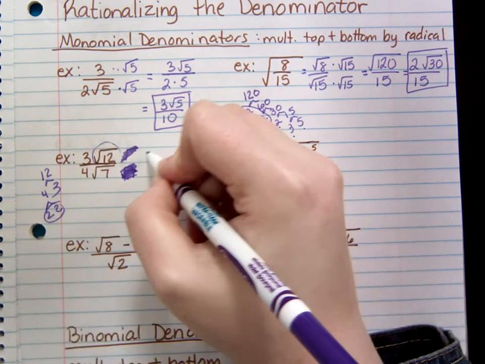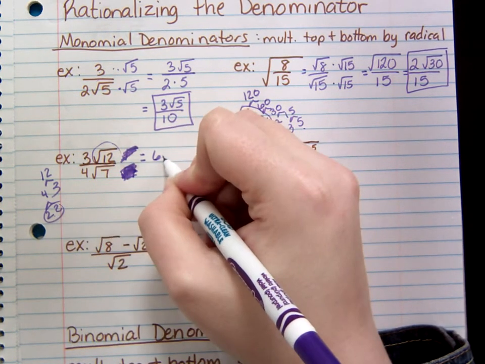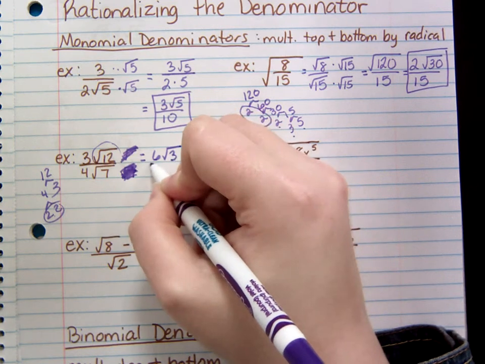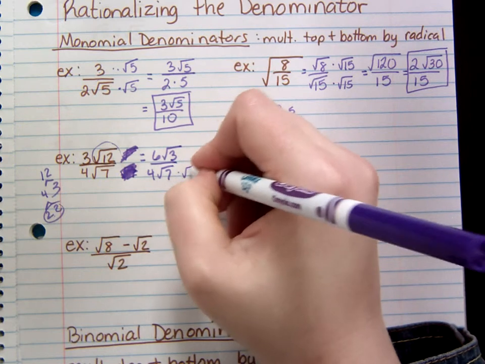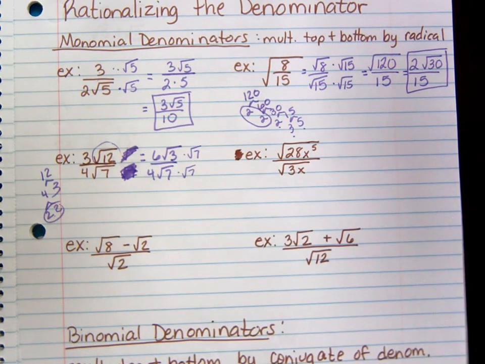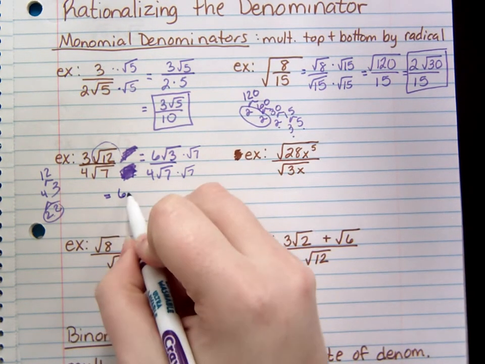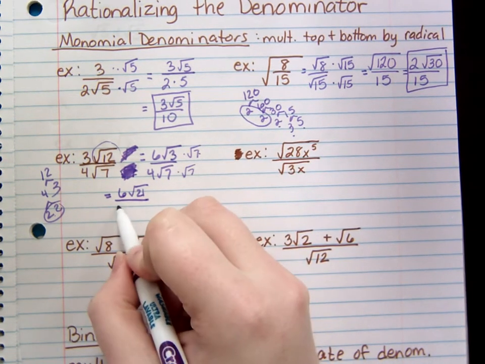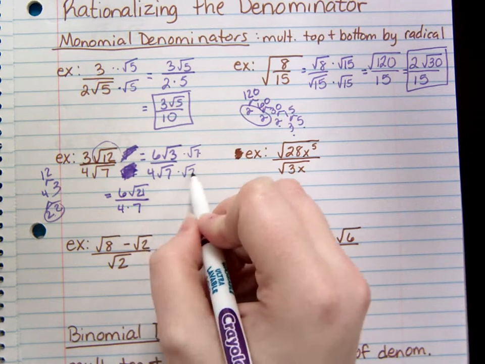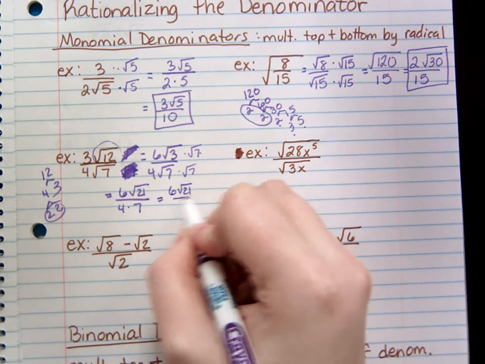So I can rewrite the top as 6, 3 times 2 gives me 6, square root of 3 over 4 square root of 7. And then multiply the top and bottom by square root of 7. It makes the problem just a little bit easier to work because there's not as much simplifying to do later. So this gives me 6 square root of 21, because 3 times 7 is just 21. On the bottom, I get 4 times 7, square root of 7 and square root of 7, multiplied to be 7, which means I've got 6 square root of 21 over 28.